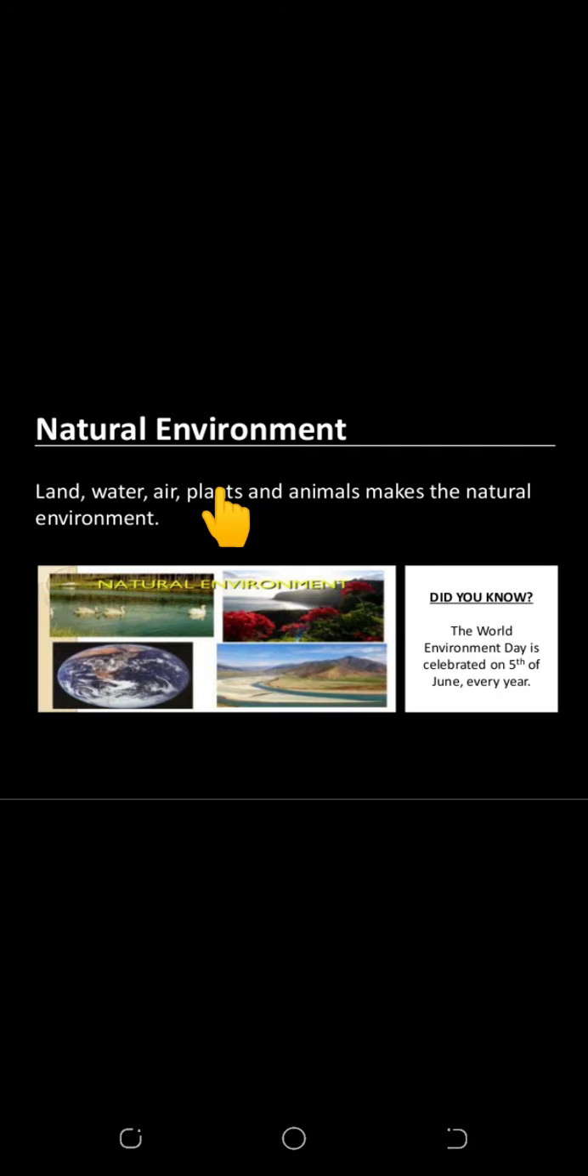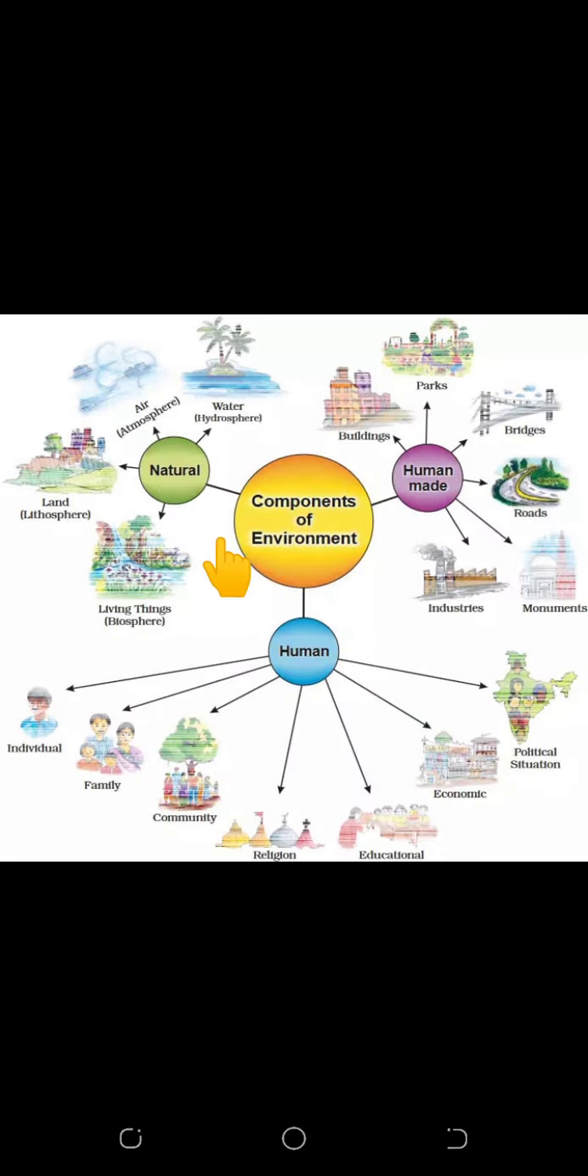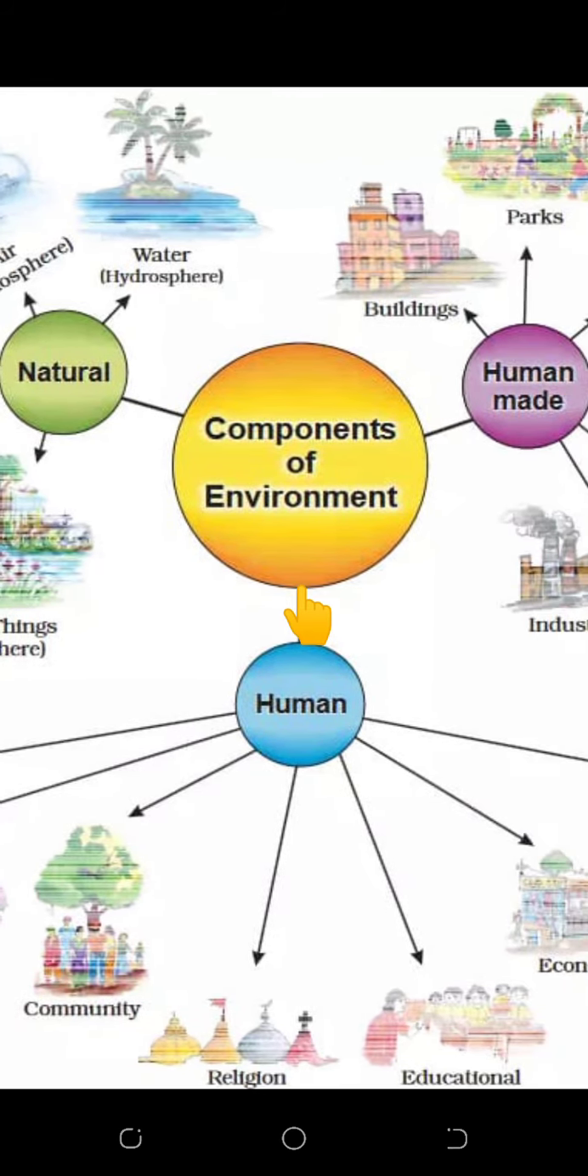Now it's time to study the components of environment. Look carefully at the diagram presented on the screen. We can see that the components of environment are divided into three parts. The first one is natural, the second human, and the third one is human made.